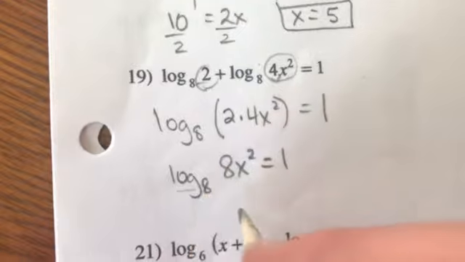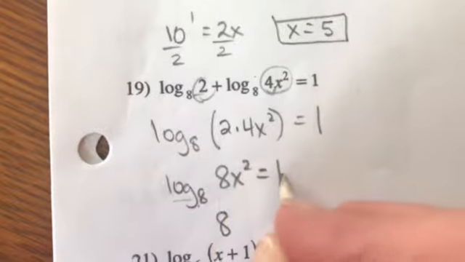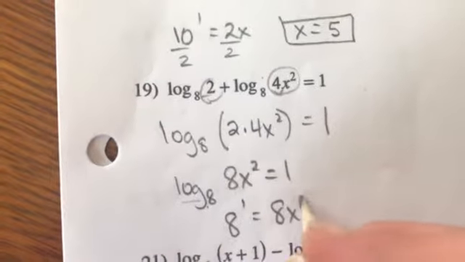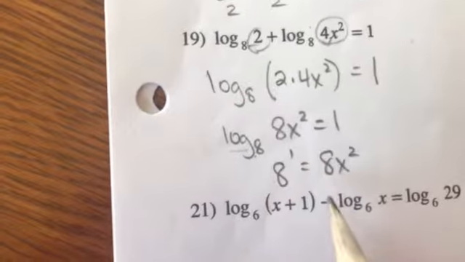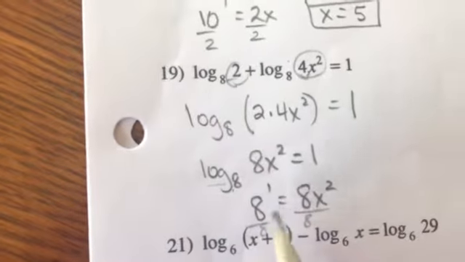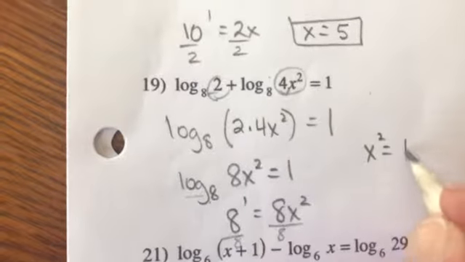Then put this in exponential form. You've got 1 log, so put it in exponential form. So it's 8 to the first equals 8x squared. And 8 to the first is just 8. I would divide both sides by 8. So I have x squared equals 1.